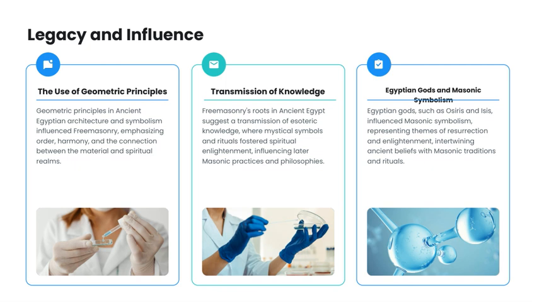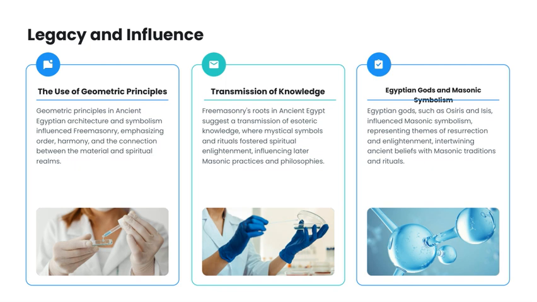Moving on, the transmission of knowledge is a key aspect. Freemasonry's roots in ancient Egypt suggest that esoteric knowledge, hidden wisdom, was passed down through generations. This knowledge included mystical symbols and rituals designed to foster spiritual enlightenment, which later shaped Masonic practices and philosophies.